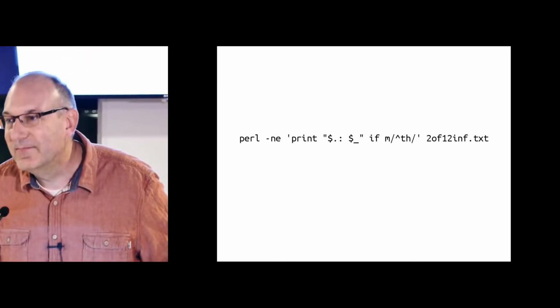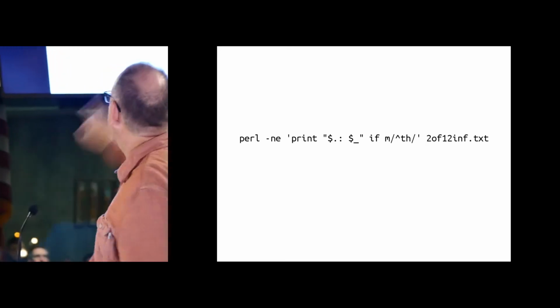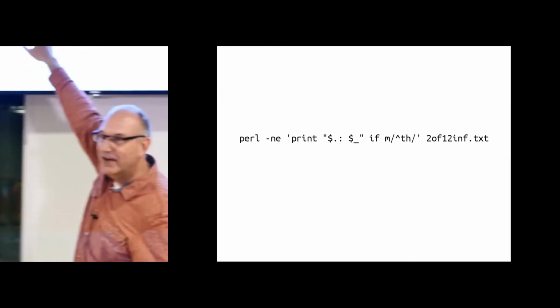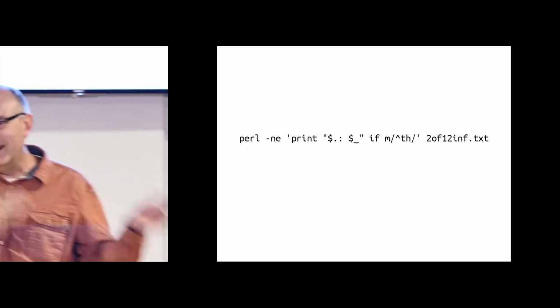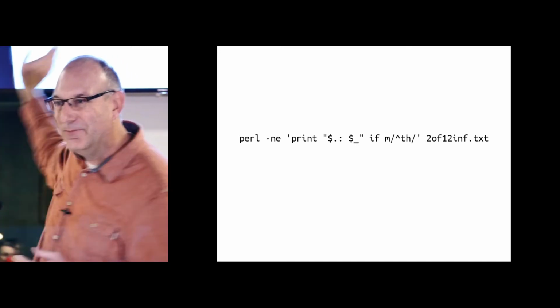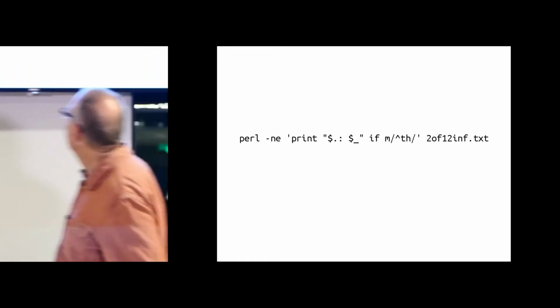Yes? What's the P for? The previous slide, what was the P for? Oh, so the P, if I had put a P instead of the N, then it would have implicitly printed every single line. But if I use an N instead of a P, then there's no implicit print. It'll wait for me to put a print statement there. And so we're going to only print if we match.